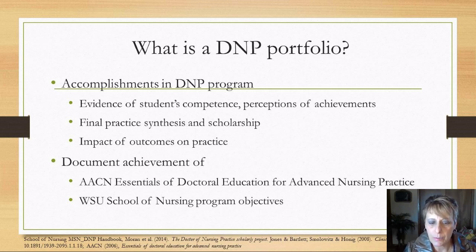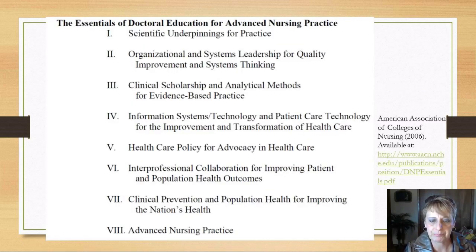So it does document achievement of the ACN Essentials of Doctoral Education for Advanced Nursing Practice, which you'll become well familiar with as we go through the program, as well as the WSU School of Nursing program objectives. So these are the essentials, and these are national essentials. And so you can see that it deals with scientific underpinnings for practice. It looks at organizational leadership and systems leadership, looks at clinical scholarship and analysis for evidence-based practice, information systems and technology, healthcare policy, interprofessional collaboration, clinical prevention and population health and health promotion type of activities, and advanced nursing practice.